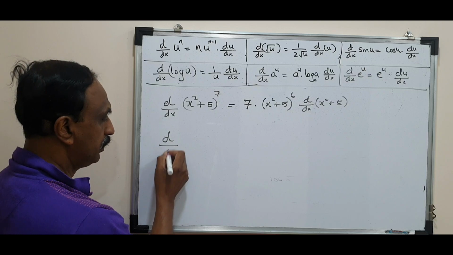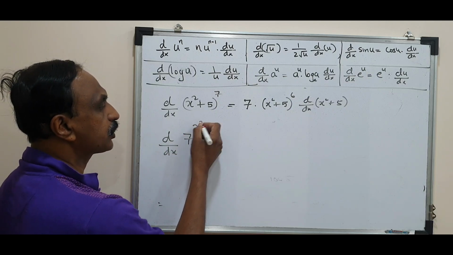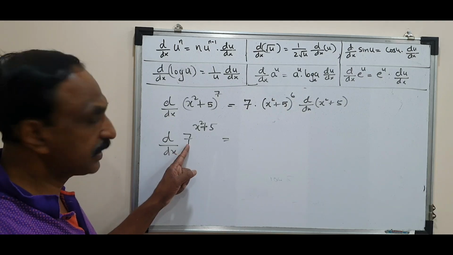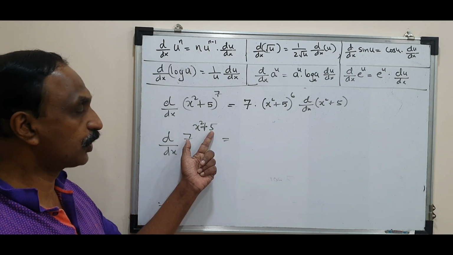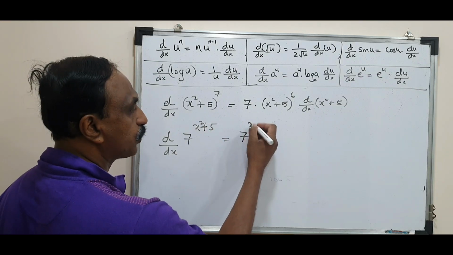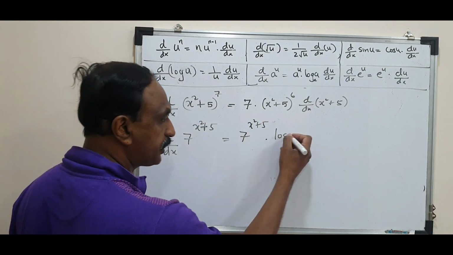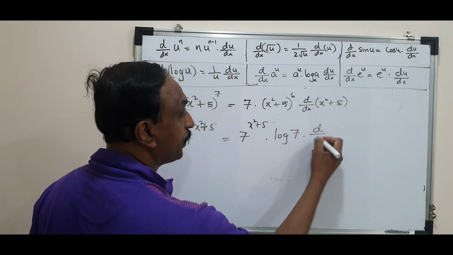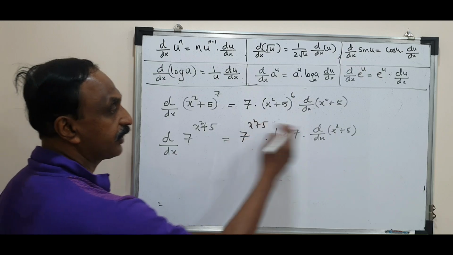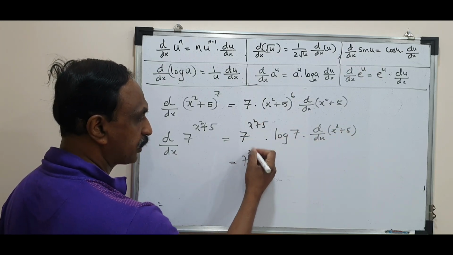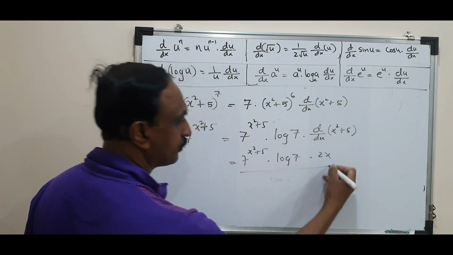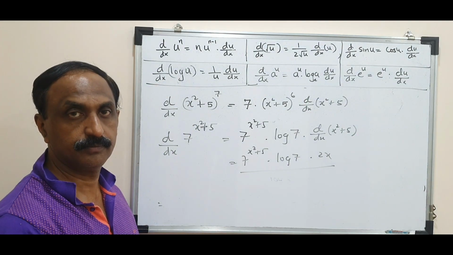Now look at this one. Derivative of 7 raised to x squared plus 5. Try to understand the difference between the two. Here the base is a constant. How to start? Repeat it: 7 raised to x squared plus 5 into log 7 into the derivative of the power. So 7 raised to x squared plus 5 into log 7 into 2x becomes your answer. This is how you find the derivative.